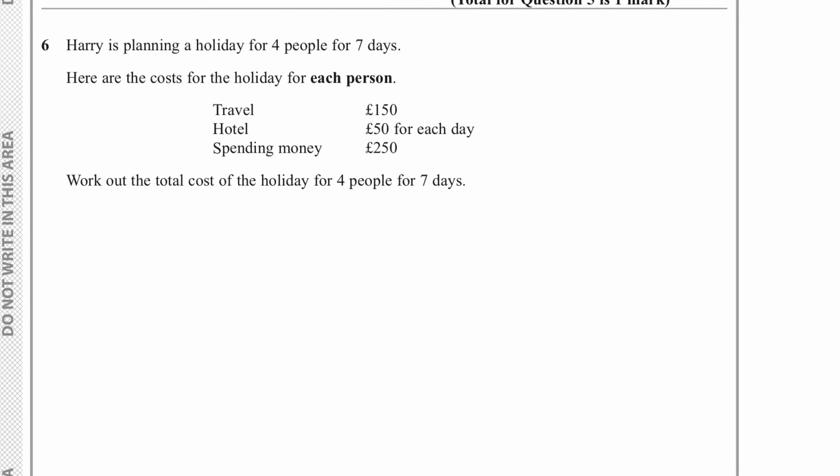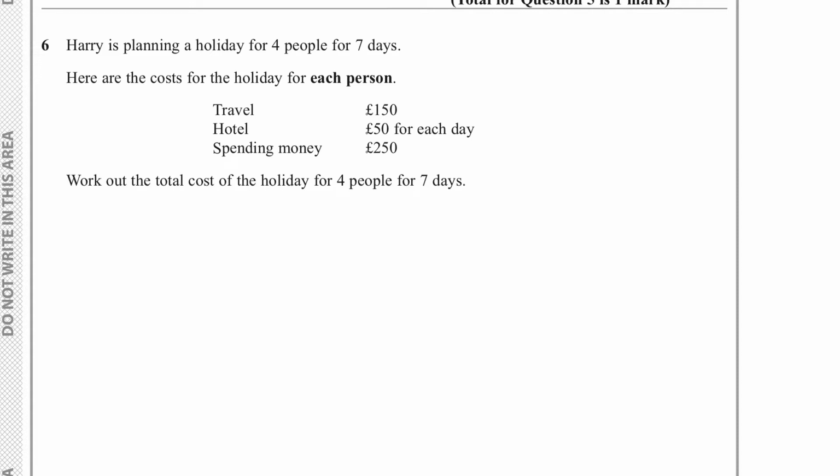Okay, so next question. Harry is planning a holiday for 4 people for 7 days. Here are the costs for the holiday for each person, and it has given us travel cost, hotel cost for each day, and spending money. It wants us to work out the total cost of the holiday for 4 people for 7 days. Bear in mind, these are the costs for each person.